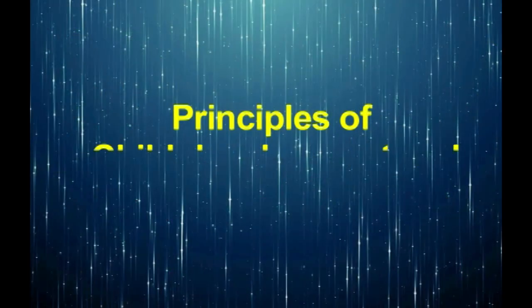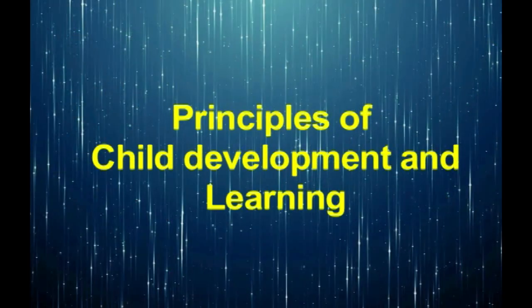Now, let us look at the principles of child development and learning. All the areas of development and learning are important. Learning and development both follow some sequence. Development and learning proceed at varying rates. Development and learning result from an interaction between maturation and experience. Early experiences have a profound effect on development and learning.